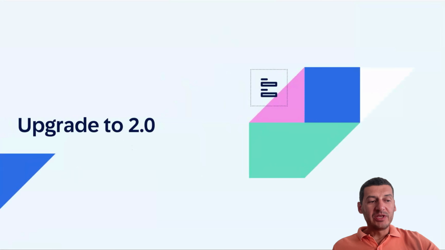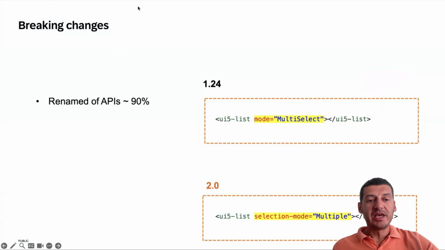So we had this need to make some breaking changes anyway, and upgrading to 2.0 means we had the liberty to make more breaking changes, and we used this chance to improve the APIs. So a lot of the breaking changes are renaming of APIs, like the parameter names or the parameter values. We use this chance to streamline.